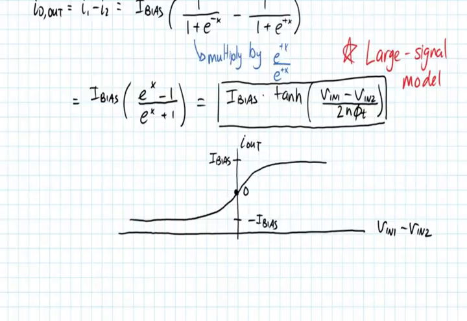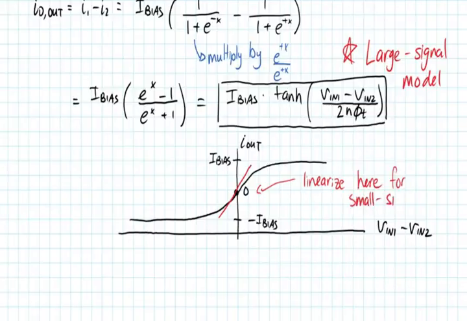Okay, so this is the large signal model, so this perfectly describes our entire system. What we'd like to do now is try to linearize this, in order to create a small signal model. So that's exactly what we're going to do.